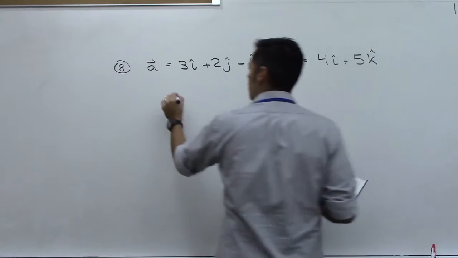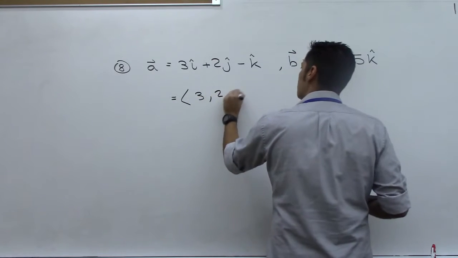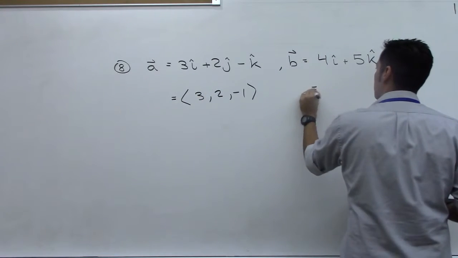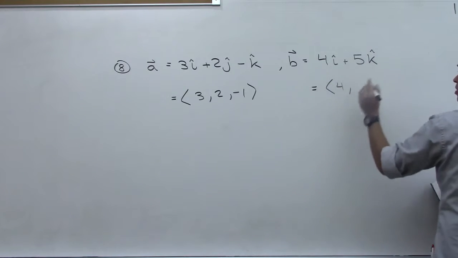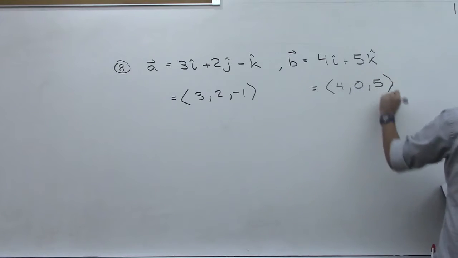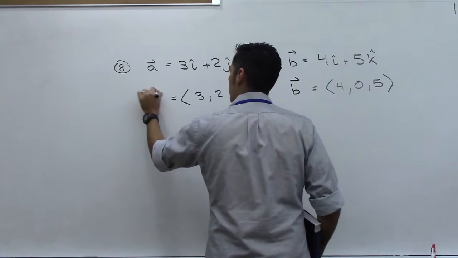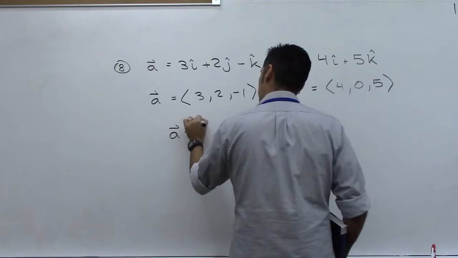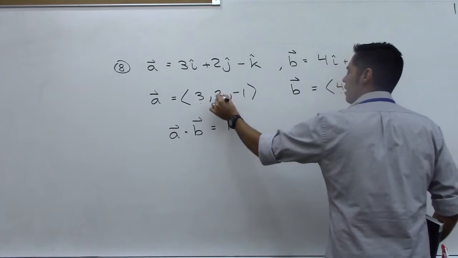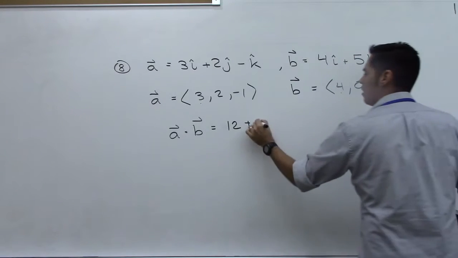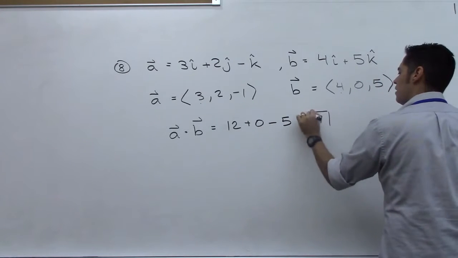So convert A over first. We just look at the numbers in front of I, J, K. So the vector is 3, 2, -1. And B is the vector 4, and since there's nothing in front of the J, there is no J, there's a 0 there, and then 5. And so we can now take the dot product. A dot B will be equal to 3 times 4, which is 12, then add to that 2 times 0, which is 0, then -1 times 5, which is -5. And that gives us 7.